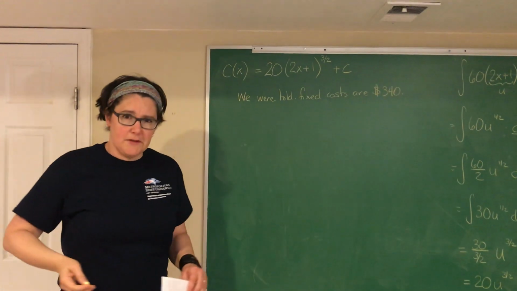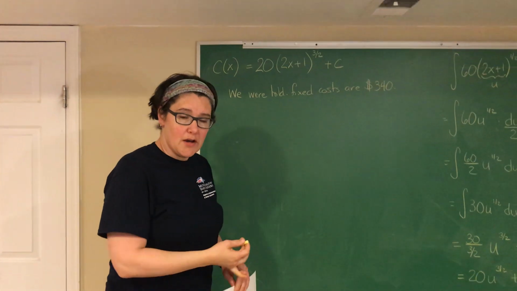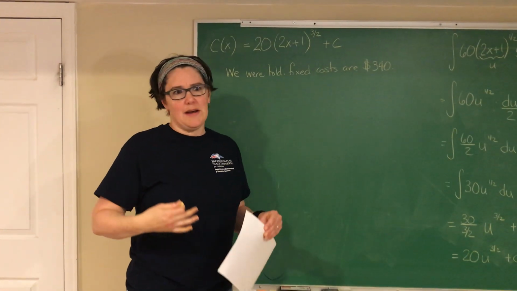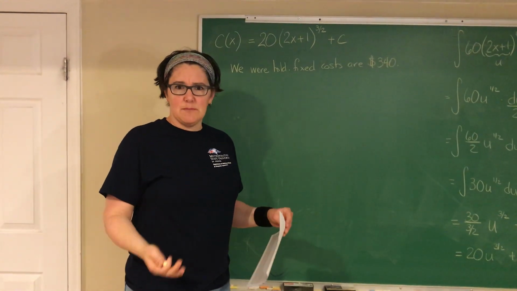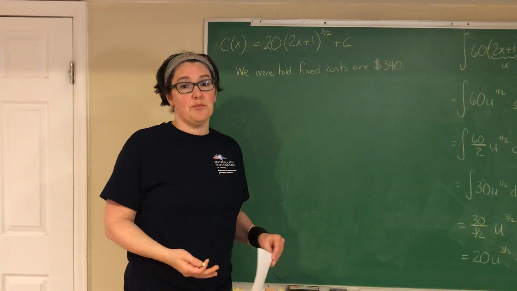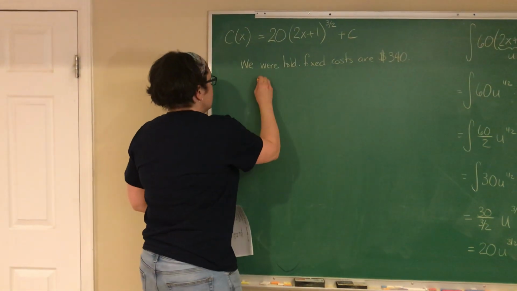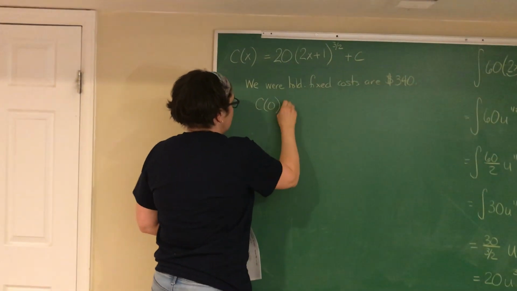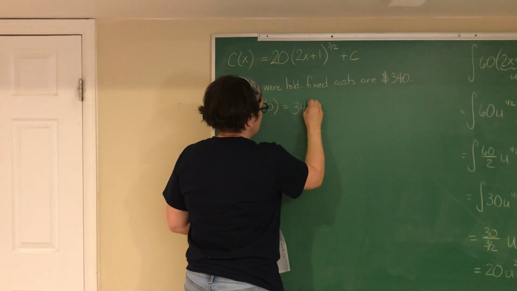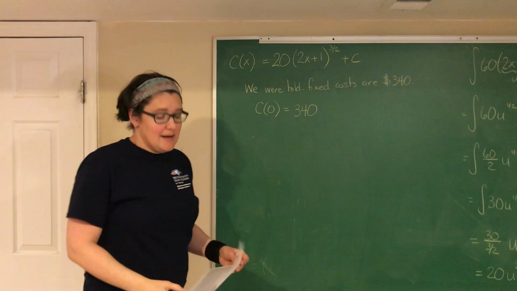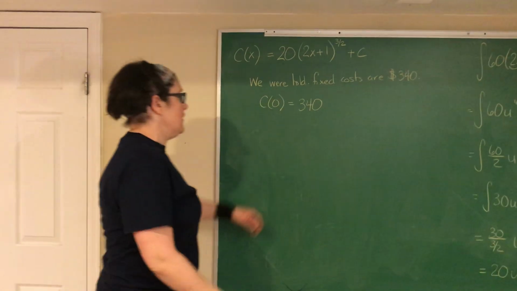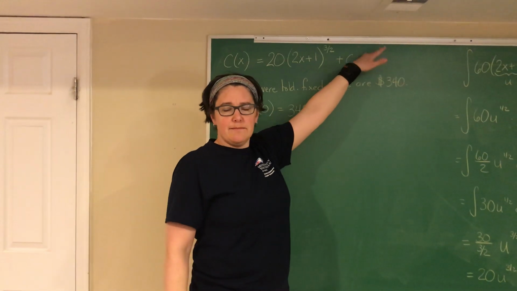And when we talk about fixed costs, that means the cost of producing 0 units. These are the costs incurred by renting the building, buying the machinery, things that you need to do before you can even start producing any sort of product. Mathematically, what that means is that the cost to produce 0 items is $340.